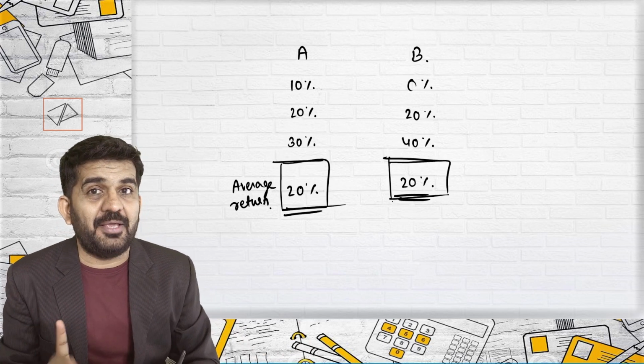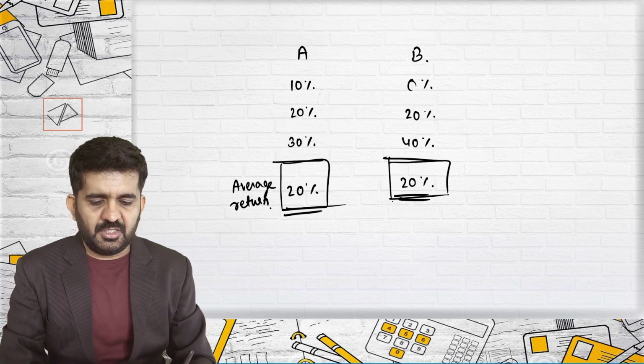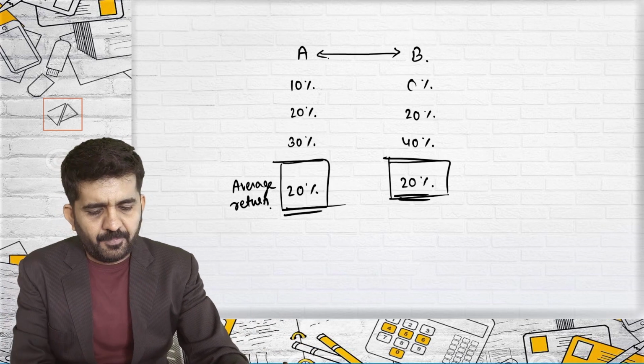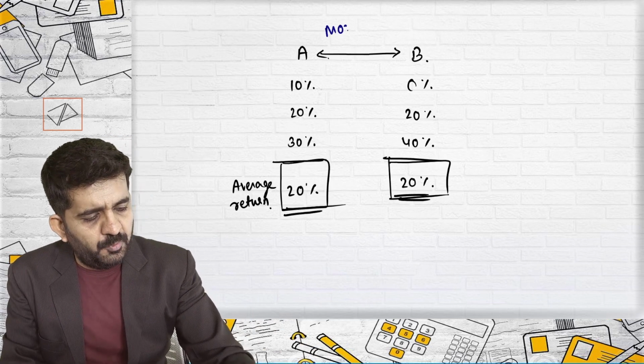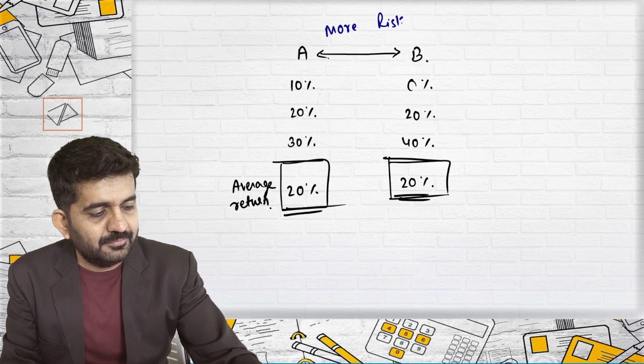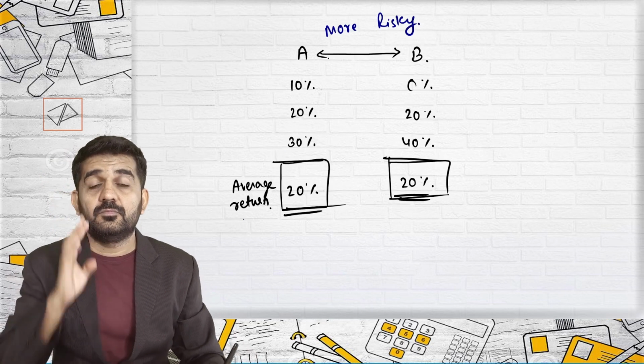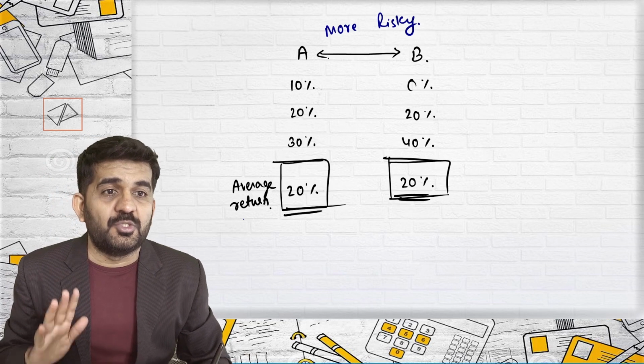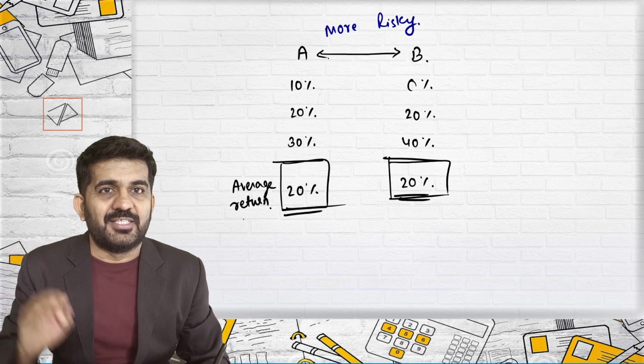Still both are not same because the figures are different. By just seeing these two cash flows, my question is, which is more risky? Project A is more risky or project B is more risky? Let me give you the answer.